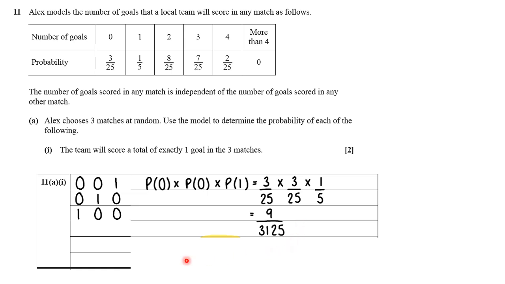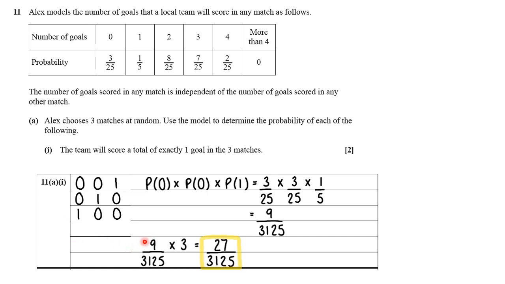Now what you need to notice here is that the probability of getting 0, 1, 0 or 1, 0, 0 is exactly the same as the probability of getting 0, 0, 1, because we're just multiplying probabilities together, and in both of these cases we've still got 2 zeros and a 1. So therefore, to get our final answer, we need to multiply our 9 over 3,125 by 3 for each of those 3 possibilities to get a final answer of 27 over 3,125.